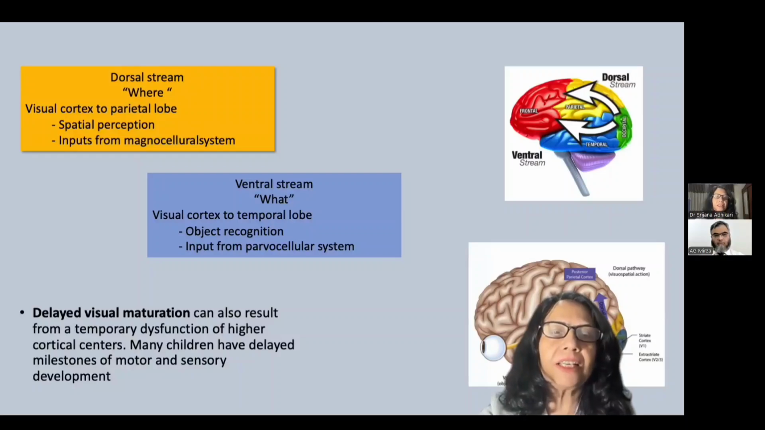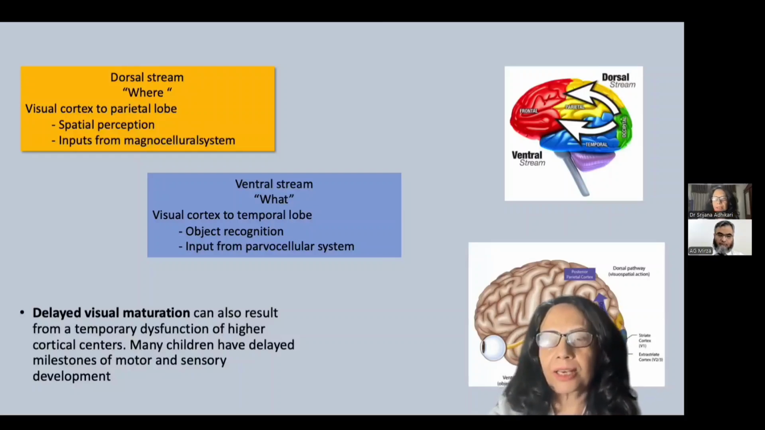Many children have delayed milestones of motor and sensory development, so it may sometimes be confused with cortical visual impairment. In delayed visual maturation, all these visual processes occur, but in a delayed format. But cortical visual impairment occurs because of some diseases, entities, or causes which I will describe later. So these are the different things we have to understand, and these are the visual integration systems in which, if something occurs, cortical visual impairment results.